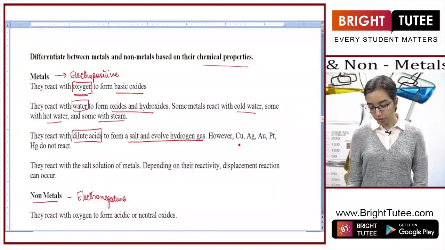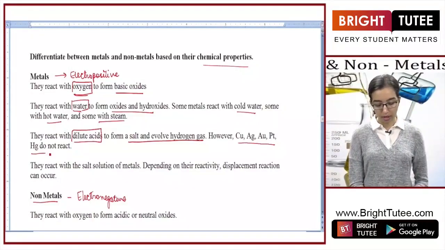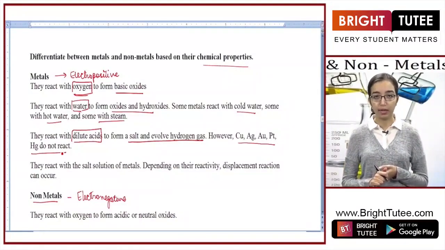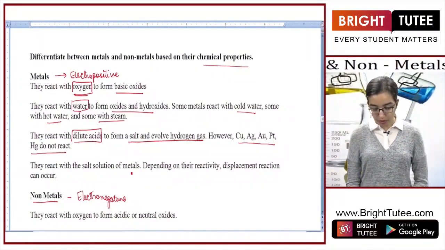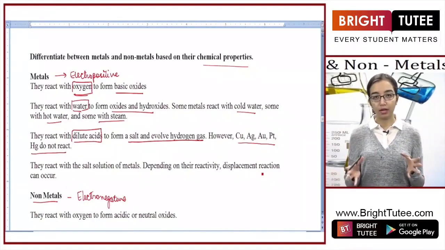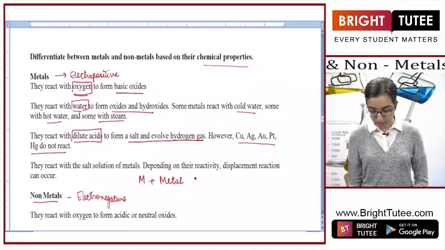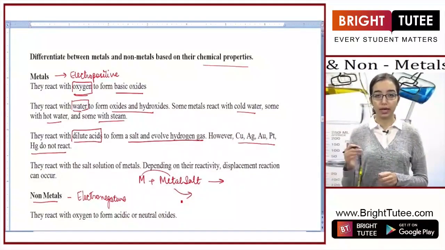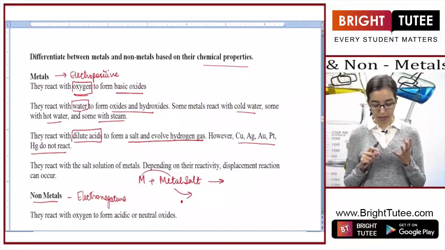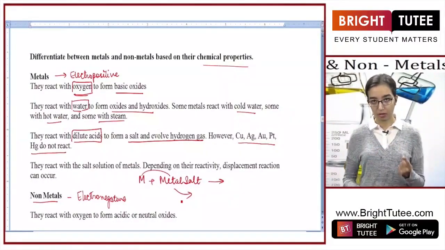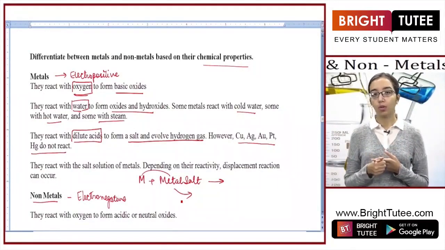But these reactions are not shown by copper, silver, gold, platinum and mercury because they are really less reactive elements, and so they do not show these reactions. They react with the salt solutions of metals. Depending upon their reactivity, displacement reaction can occur. So one metal can react with the salt of a different metal, and form a displacement reaction if it is in accordance with the reactivity series. So these are the four properties. It reacts with oxygen to form basic oxide. It reacts with water to form oxides and hydroxides.